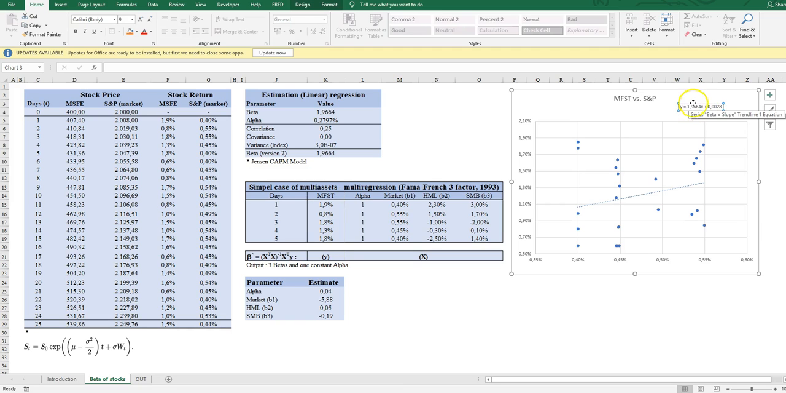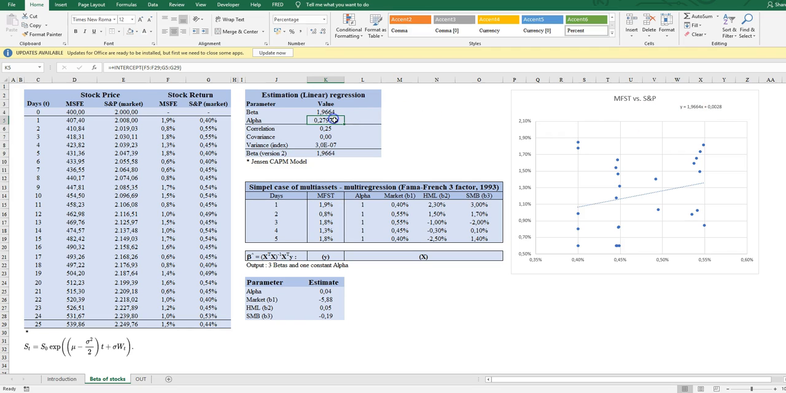So we see here Excel can calculate the model up here as well. Y Microsoft equals 1.9664 times S&P plus the term alpha over here, which corresponds to this.